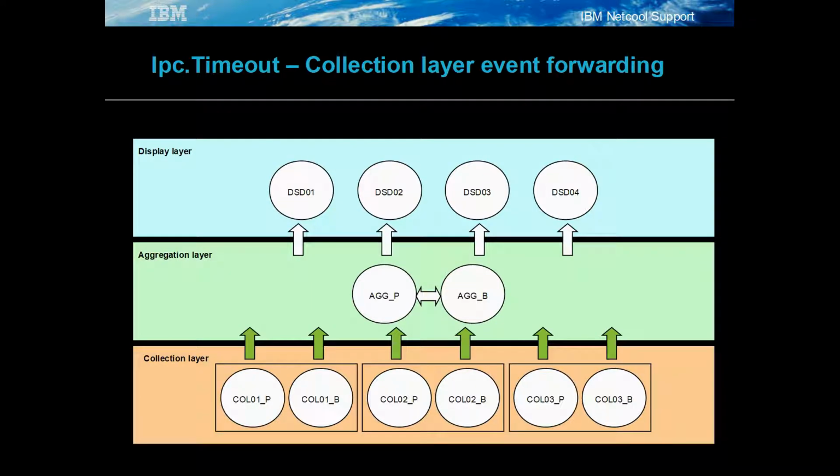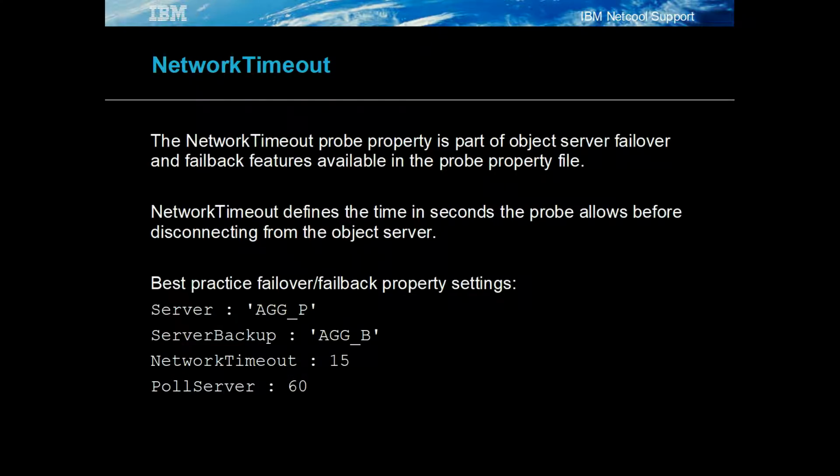The primary aggregation object server is locked during an aggregation gateway synchronization. Once completed, all of the clients forward their events to the primary object server, and the aggregation gateway forwards these events to the backup object server. This process may take some time under excessive loads, which is why the best practice Ipc.Timeout setting is recommended for all gateways. The network timeout property is undefined by default, which means the client connection never times out.